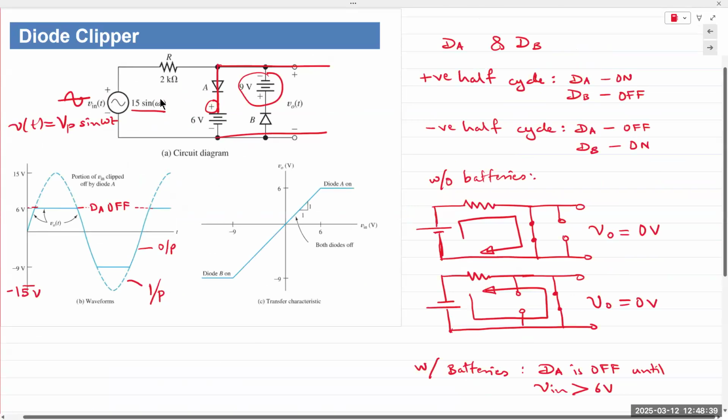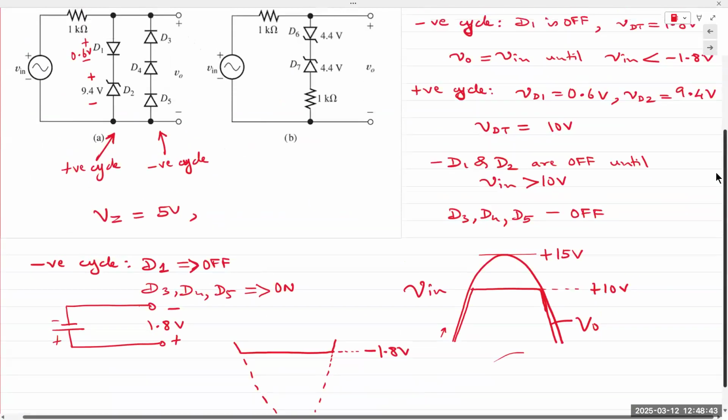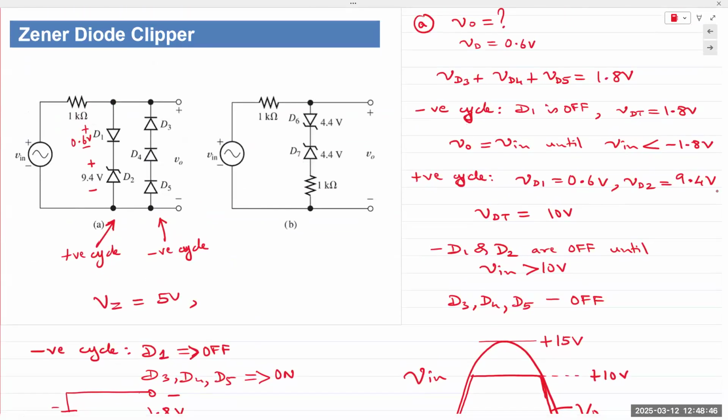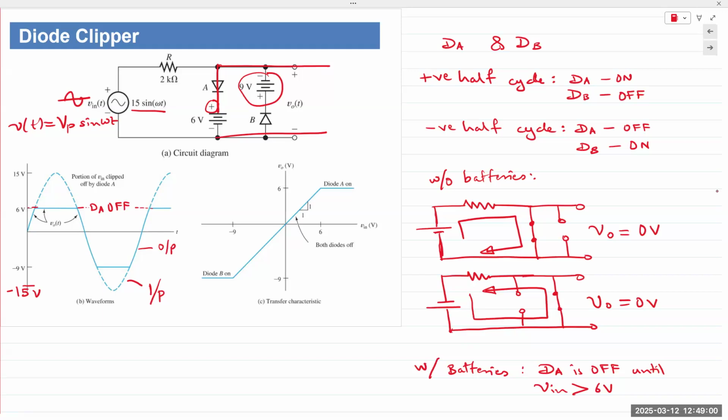Then we had diode clippers, and then combination circuits using diodes, Zener diodes and regular diodes. So make sure you go through and review how the clipper circuits work. Clipper circuits or any kind of diode circuits can be analyzed using the ideal diode model, and that's what we used here. We used the ideal diode model to analyze the circuit.